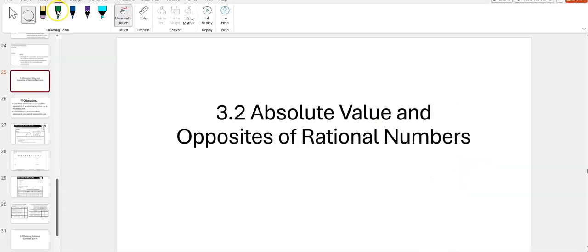Kirkle Math. All right, here we are, another lesson. We're finally moving away from 3.1 and on to 3.2, absolute value and opposites of rational numbers.